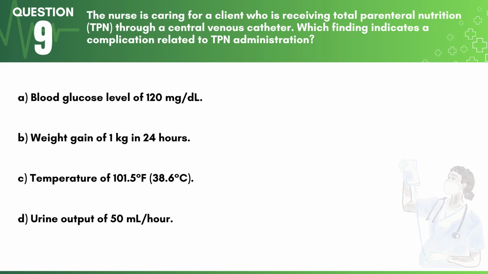Question 9. The nurse is caring for a client who is receiving total parenteral nutrition, TPN, through a central venous catheter. Which finding indicates a complication related to TPN administration? A. Blood glucose level of 120 mg per deciliter. B. Weight gain of 1 kg in 24 hours. C. Temperature of 101.5 degrees Fahrenheit, 38.6 degrees Celsius. D. Urine output of 50 milliliters per hour.